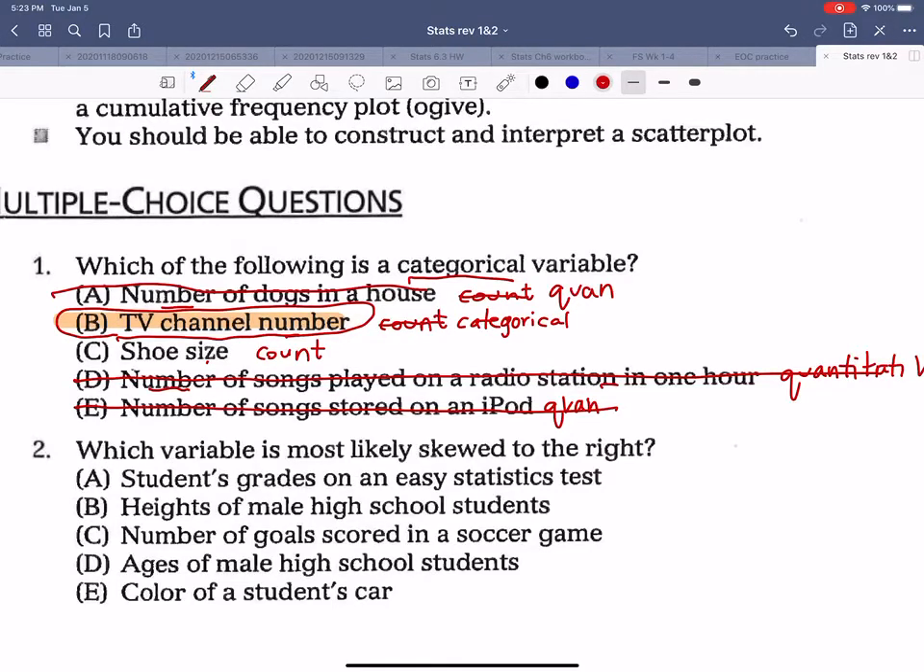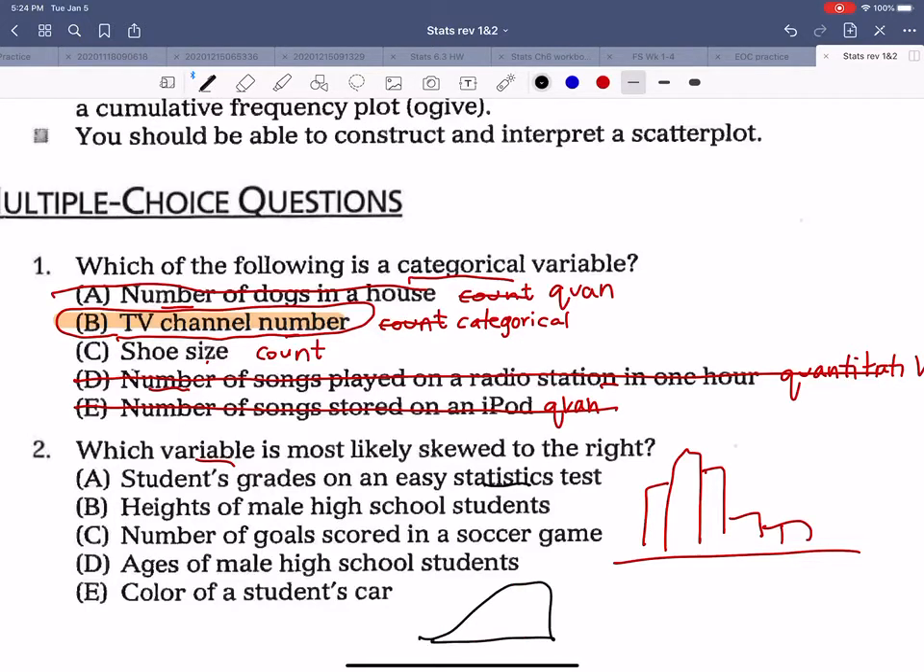Which variable is most likely to be skewed right? So what that means is if I ask people some questions, what would it look like? Usually skewed right data is data having to do with how much money we make or things we buy with our money, just as a general rule. So let's take a look. Students' grades on a statistics test. Well, you could give a lot of A's, wherever A is, right? 100.